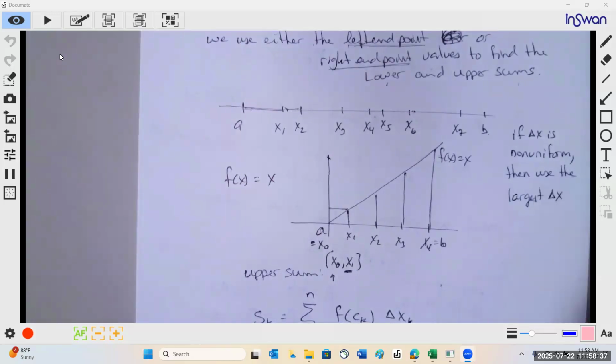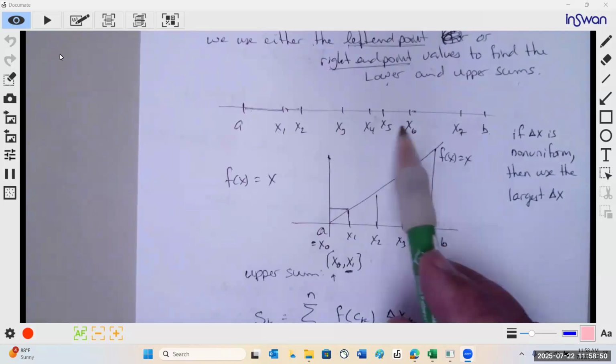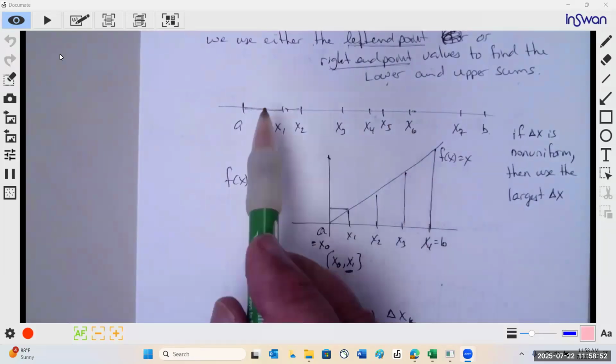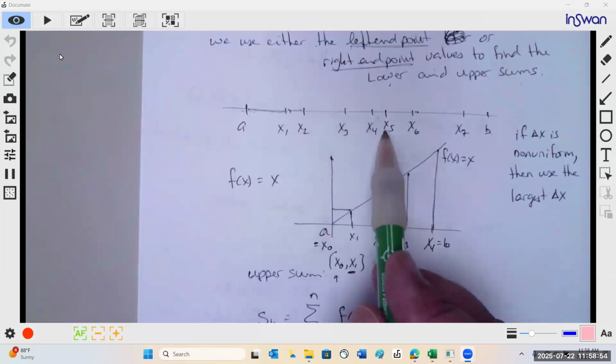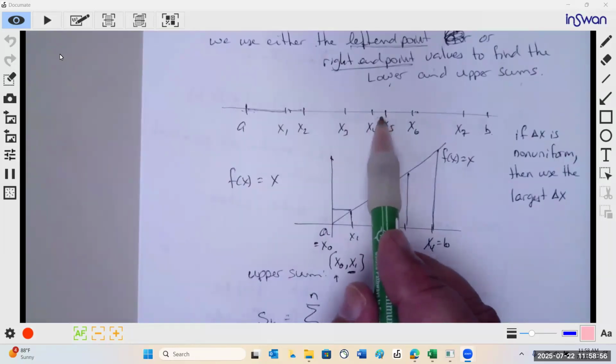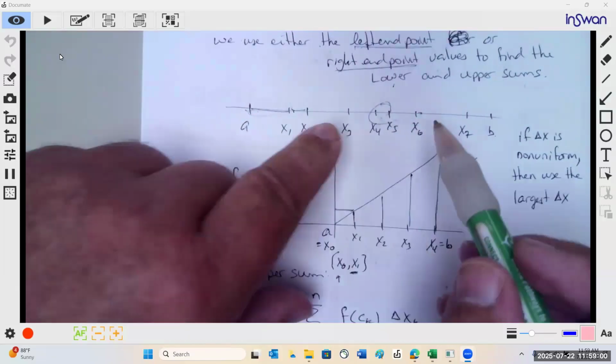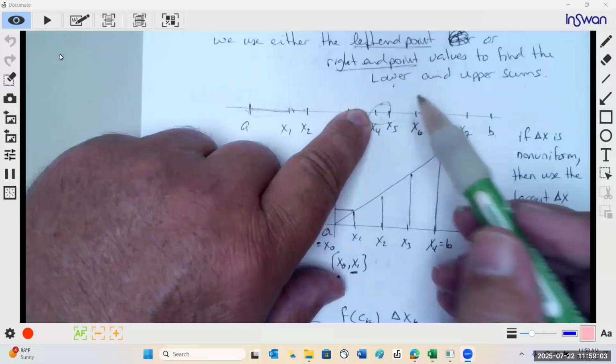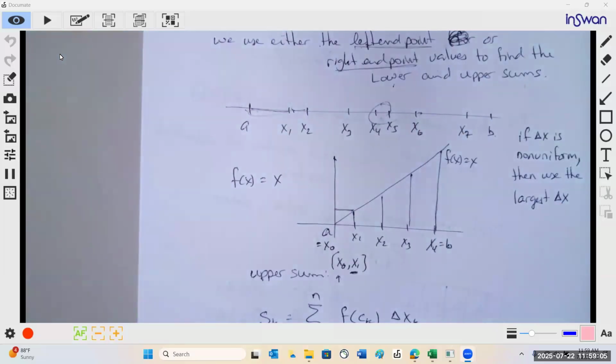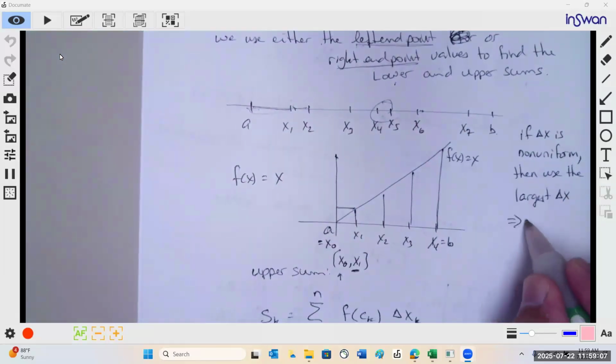You use the largest delta x, because the largest delta x will be wide enough to include all of your other subintervals. If you use the smallest one, would this interval fit inside that width? No. But this small interval, if my width is this big, it at least fits in there. I'll have extra, but at least it fits in there. We call that the norm.